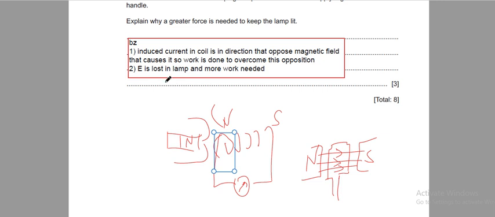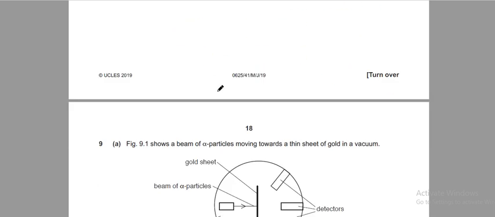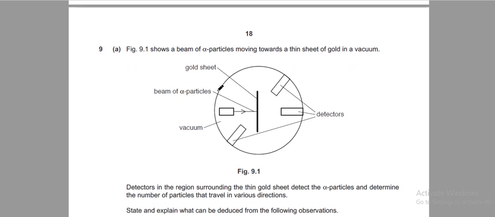And the second reason is that energy is lost in the lamp and more work is needed, as this energy is converted to light energy. That is, electrical energy converted to light energy.